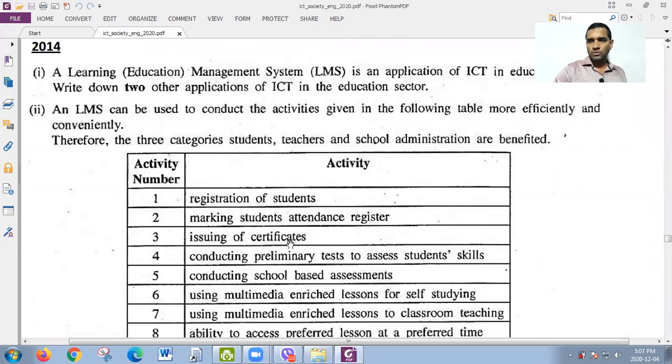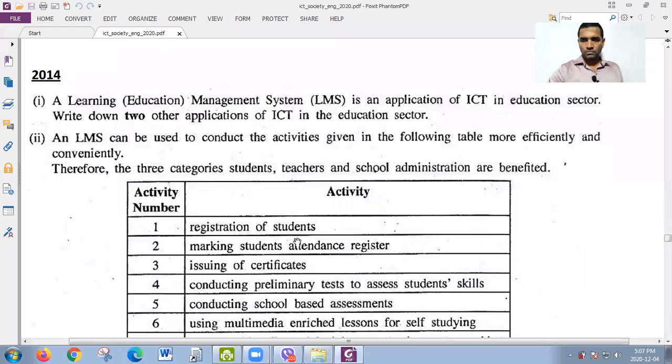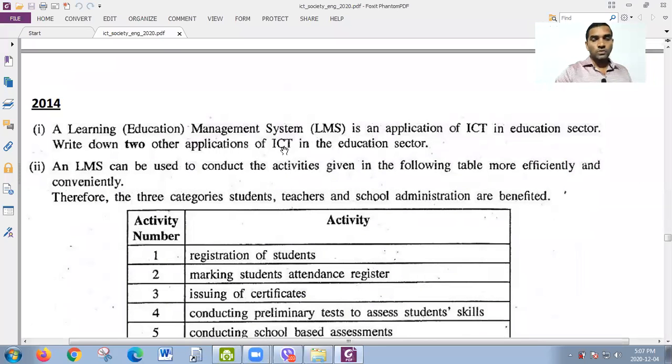All right, so let's go to the other one, 2014. First one, a learning management system, LMS, we discussed in grade 10, right? First unit. LMS is an application of ICT in the education sector. Write down 2 other applications of ICT in the education sector. So the education sector has so many applications. Yes, LMS is very important. Even at this particular time, almost all organizations use LMS, especially higher education institutions use LMS as their main weapon, right? So it is very useful, right?